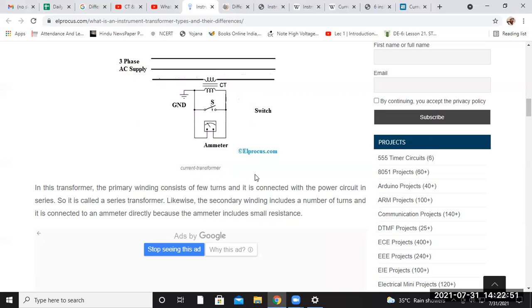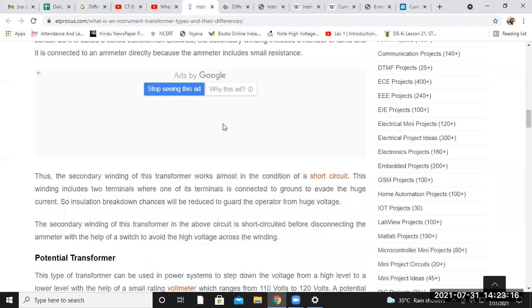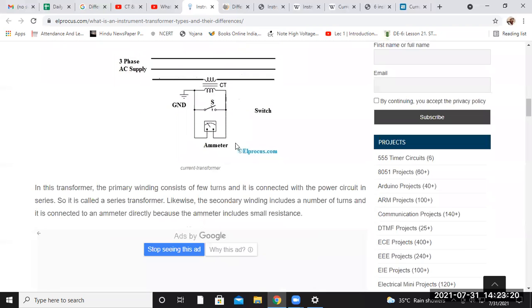Okay. Now, the number of turns in the secondary winding is similar to the primary side, and depending upon the application, we can use a higher or lower number of turns. The secondary is connected to the ammeter, which has a small resistance, that means it is connected in parallel. So this is mainly the connection diagram of your current transformer.